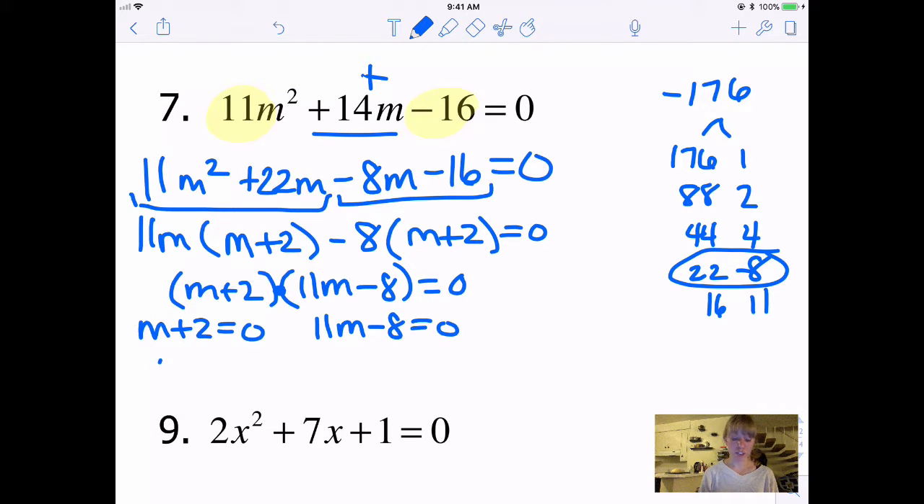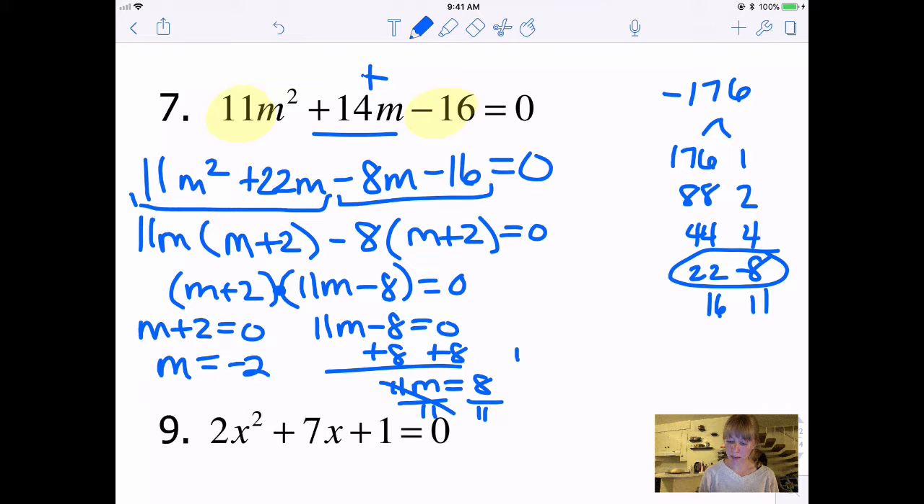This first one, subtract 2 on both sides, and I get m equals negative 2. This is a two-step problem for my second problem, so I add 8 to both sides, and 11m equals 8. Divide by 11 on both sides, and m is equal to 8 over 11. So final answer, negative 2 and 8/11.